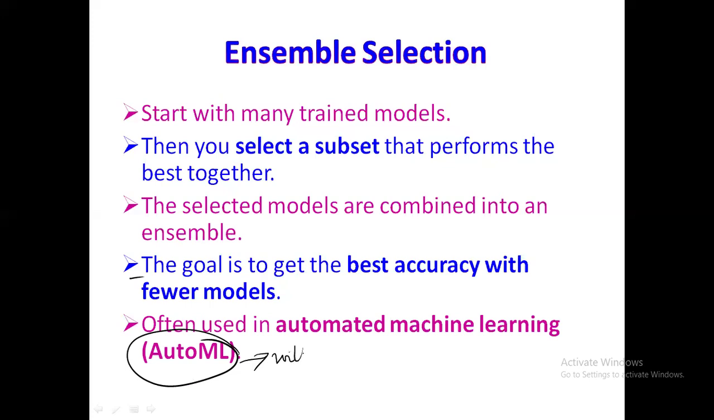Without manual tuning, we are going to use it, and this ensemble selection can lead to robust models while minimizing redundancy.